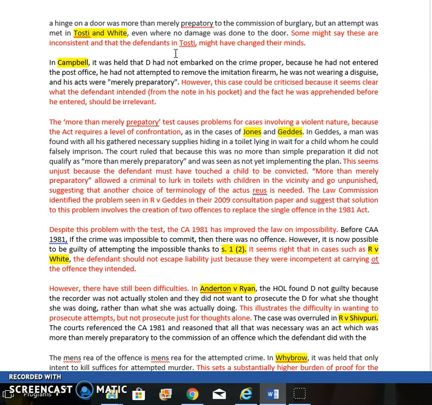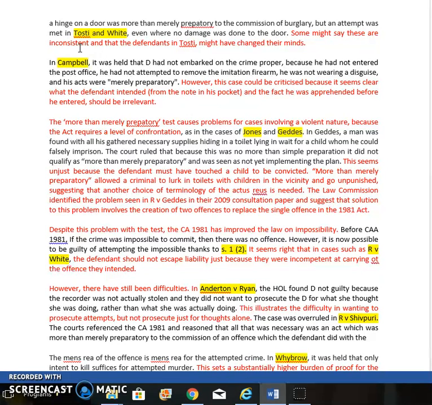Tosti is also quite hard to reconcile with the case of Campbell. And we could well add this in. This is another point I've thought of as I'm going through. But if we come to Campbell, in that case, the defendant was dressed in what you could say was a disguise because he still had his motorbike helmet on. He had an imitation firearm in his pocket and he had a threatening note in his pocket as well.